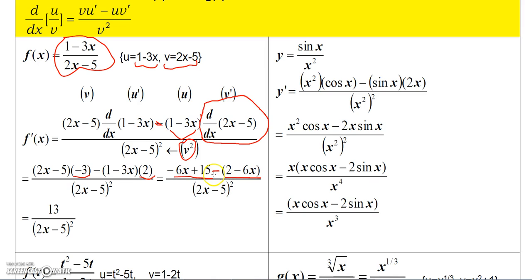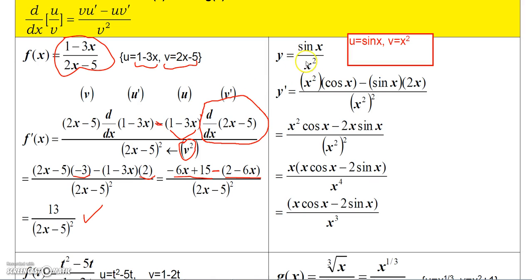Now the next step would be to distribute the minus through. And so you'll get 15 minus 2, which is 13. But then you'll get minus 6x plus 6x, which cancels. So you'll just get 13 in the numerator. And then don't forget your denominator has 2x minus 5 quantity squared. And so that's the derivative of that quotient function.